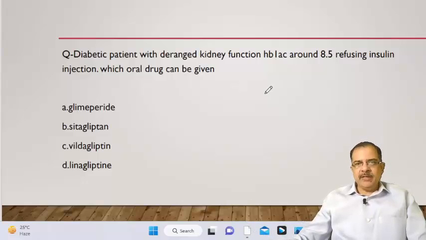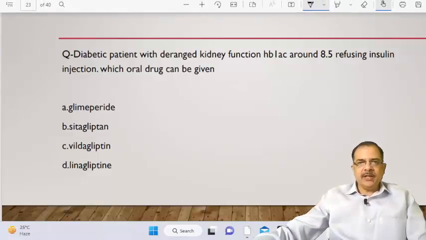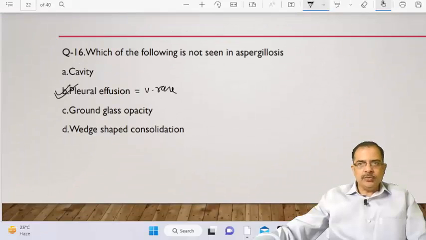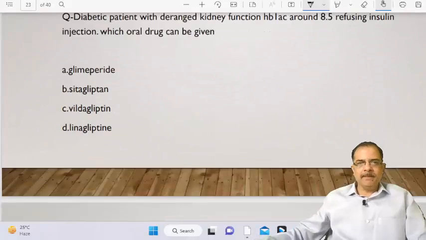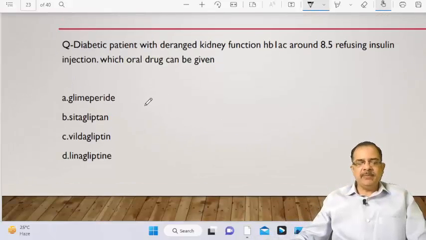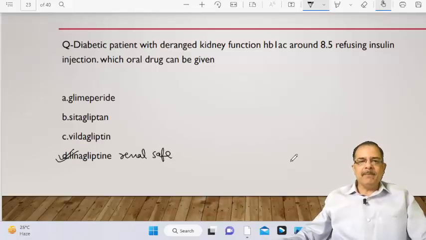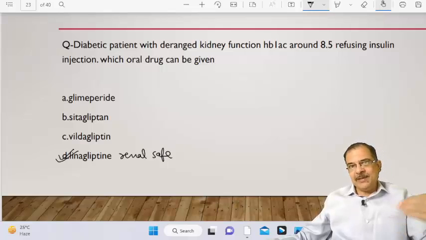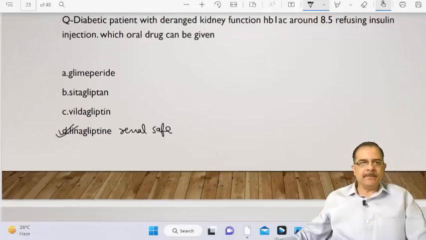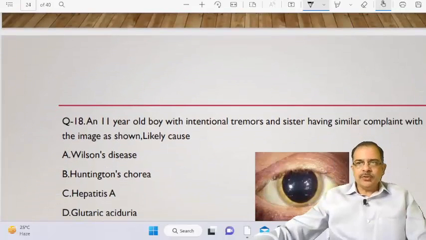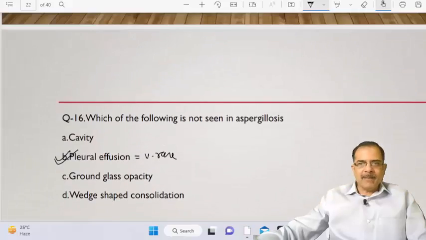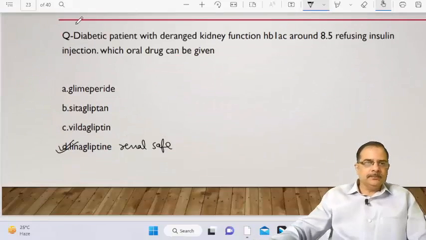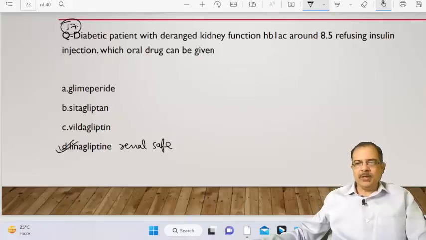A diabetic patient with a deranged kidney function test, refusing insulin. This will be, I think, question number 17 here. In that case, which drug can be safely given? Out of this, linagliptin has been shown to be a renal safe medication. It can be given safely in renal failure, but the best will be insulin, but the patient is refusing insulin here. So this was question number 17. Now question 18.